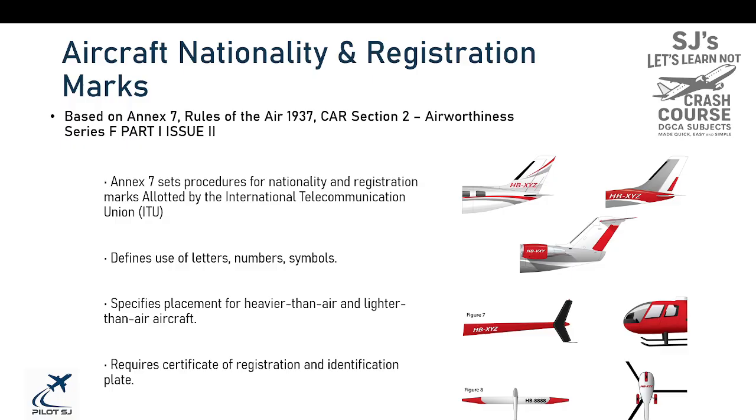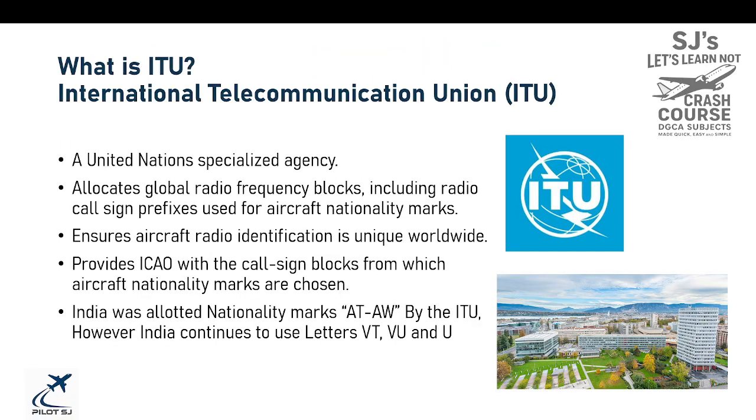So, what is the ITU? The ITU stands for International Telecommunication Union, and it is a UN specialized agency that manages global radio frequencies and allots radio call sign blocks for aircraft nationality marks. The ITU provides ICAO with these blocks and states pick their nationality marks from them. So, for example, India's allotment was Alpha Tango to Alpha Whiskey.